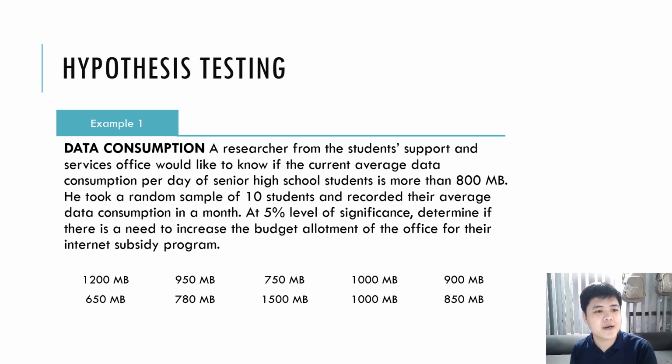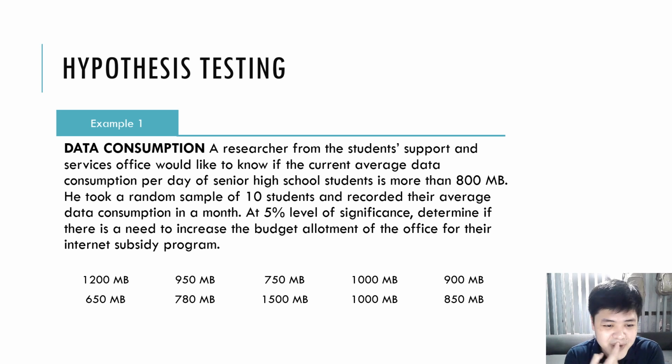Let's have example number 1. This is actually the same example that we did on the previous lecture. This is about data consumption. A researcher from the Student Support and Services Office would like to know if the current average data consumption per day of senior high school students is more than 800 MB. He took a random sample of 10 students and recorded their average data consumption in a month. At 5% level of significance, determine if there is a need to increase the budget allotment of the office for their internet subsidy program. Here is the list of the average monthly consumption of the randomly selected 10 students.